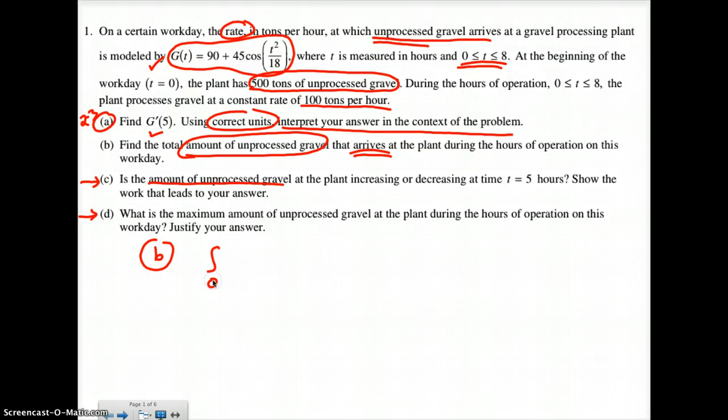I just need to integrate over the course of the entire day the rate at which the gravel is arriving, and that'll give me the total tons of unprocessed gravel that arrive at that time. And when you do that on your calculator, you end up getting about 825.551 tons under a Math 9 option.